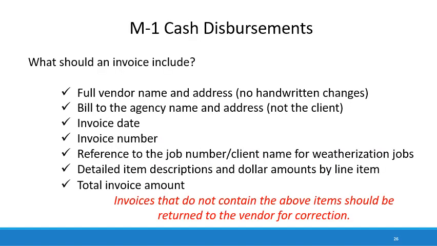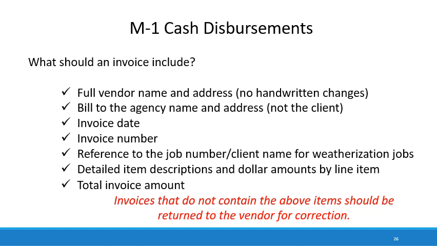And what we would like to see on all invoices, well, actually this is pretty mandatory, is we would like to see a full vendor name and address. No handwritten changes here. We want to see the bill to the agency name and address, not the client. We need to have an invoice date, an invoice number, a reference to the job number and/or client name for the weatherization jobs. We also would like to have detailed item descriptions and dollar amounts by line item and a total invoice amount.